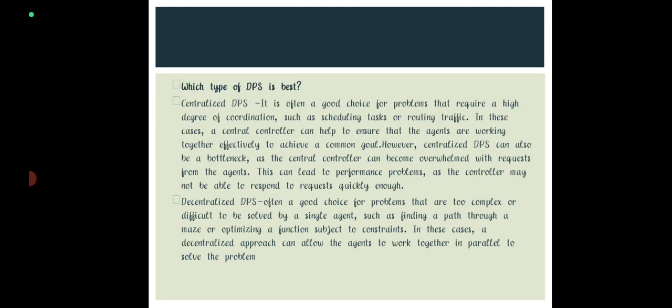The second one is decentralized DPS. It is often a good choice for problems that are too complex or difficult to be solved by a single agent, such as finding a path through a maze or optimizing a function subject to constraints. In these cases, a decentralized approach can allow the agents to work together in parallel to solve the problem. Decentralized DPS is considered more suitable for complex problems that require adaptability and resilience to failures.